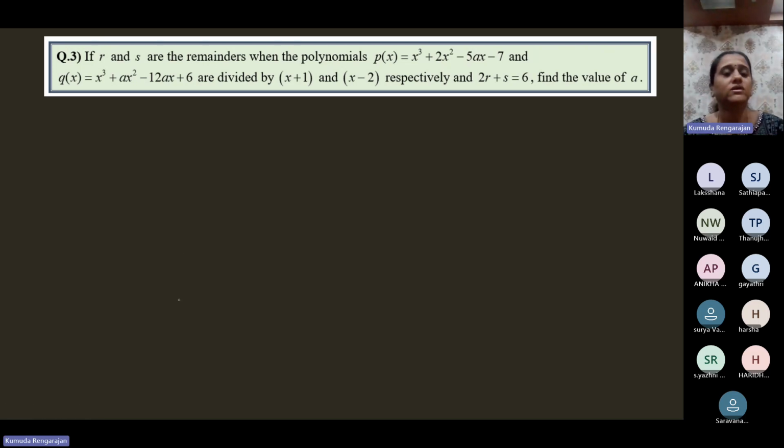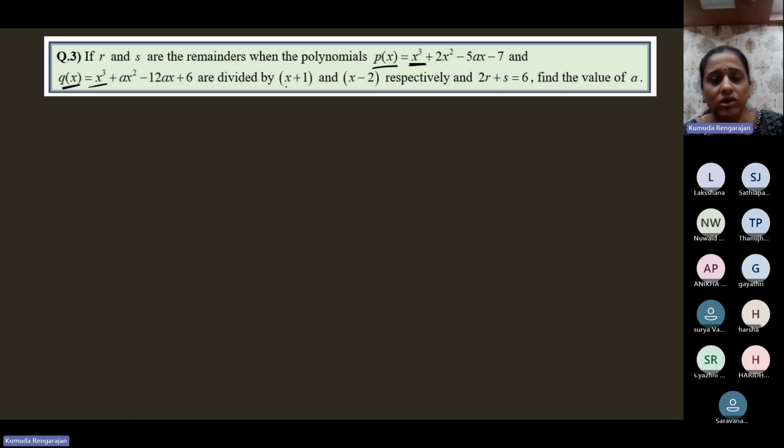Okay, this is the next one. If r and s are the remainders when the polynomials p of x and q of x are divided by x plus 1 and x minus 2 respectively, and 2r plus s is equal to 6, find the value of a. So here we are given two polynomials, p of x and q of x, both of which are cubic polynomials.